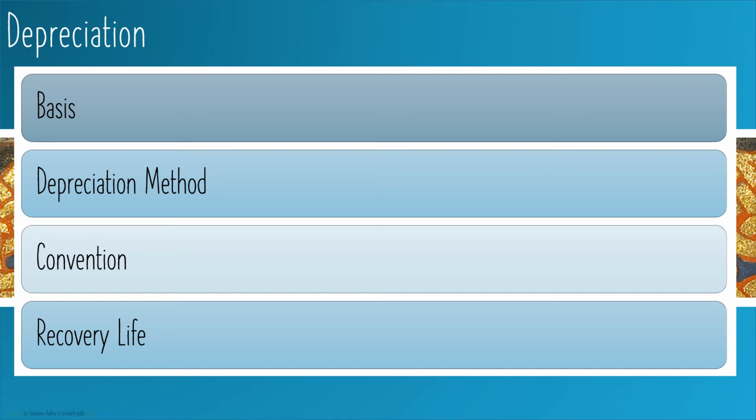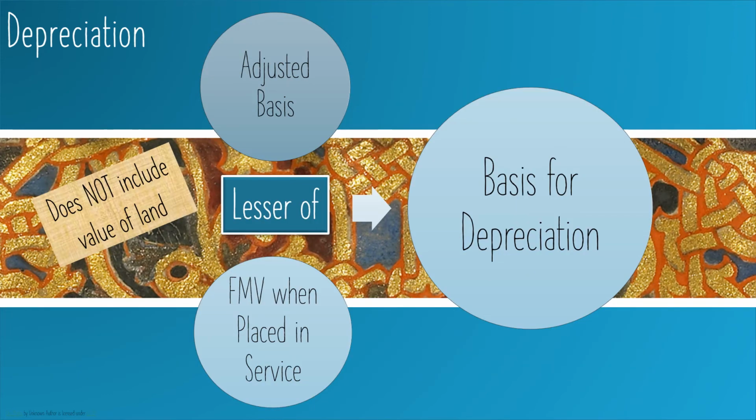Convention, which is at what point do we start calculating depreciation based on whenever this house was placed into service as a rental. And we need to know the recovery life. How long are we going to be taking this expense bit by bit over how many years in the case of a rental? So we talked a little bit about basis in our last lesson on capital gains and losses. So we should be a little bit familiar with the idea of adjusted basis.